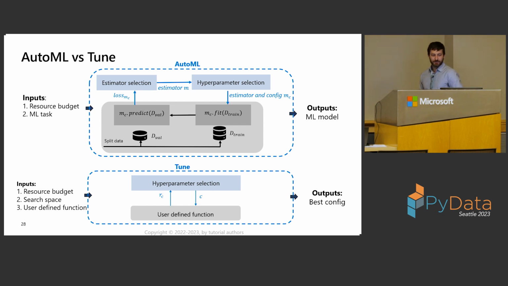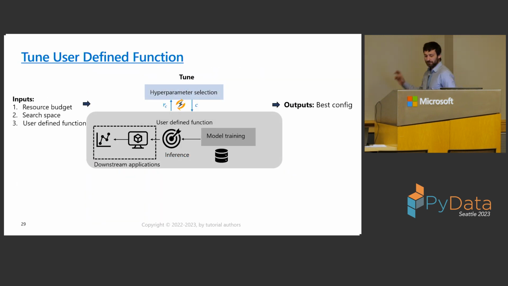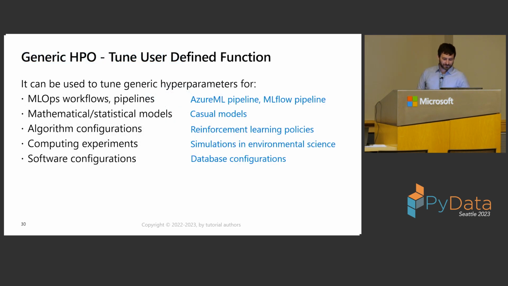There are two versions of this. There's a parallel distributed version, and there's the single process version. The single process version uses the cost-frugal hyperparameter optimization, also known as the flow2 algorithm, and that's what's used by default and powers the search.